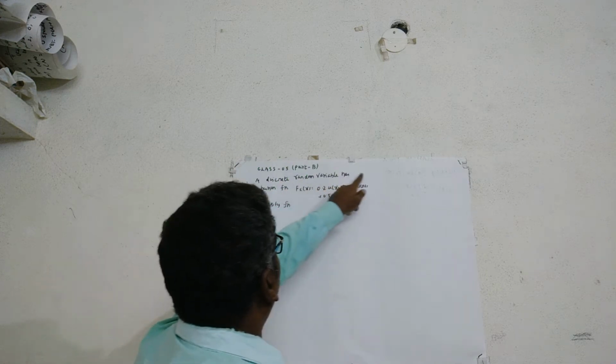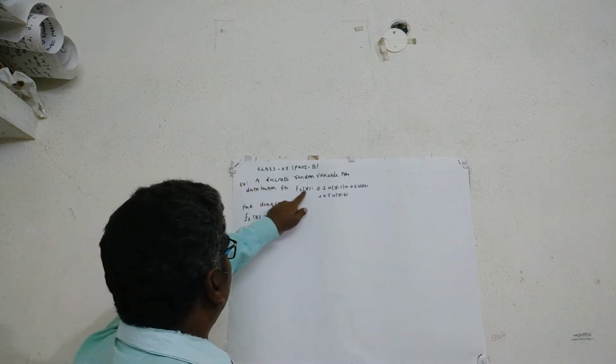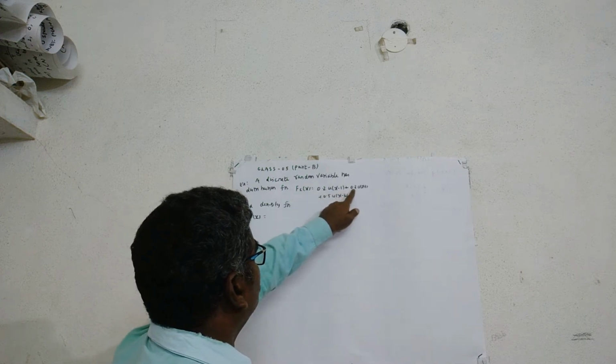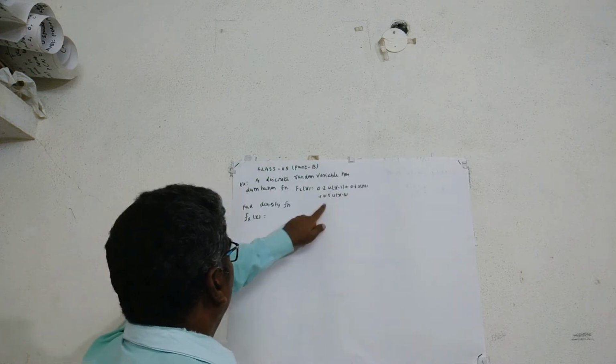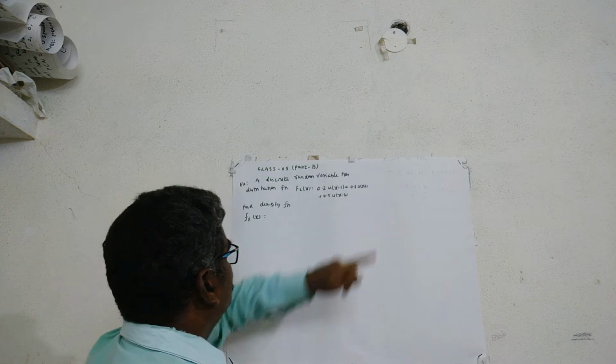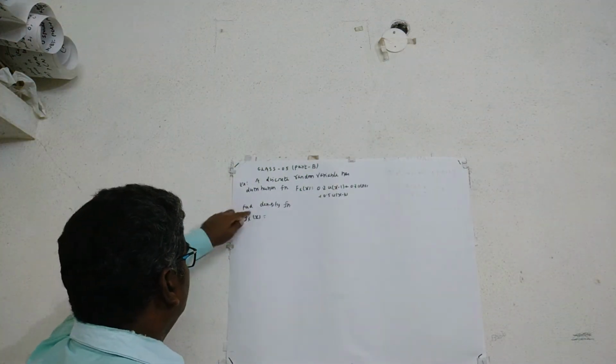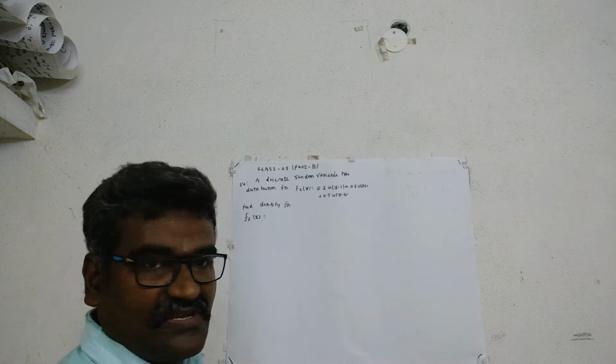A discrete random variable has a distribution function FX(x) equal to 0.2 u(x minus 1) plus 0.3 u(x minus 2) plus 0.5 u(x minus 3). From this, find the density function. What is fX(x)? Small fX(x) is the density function.